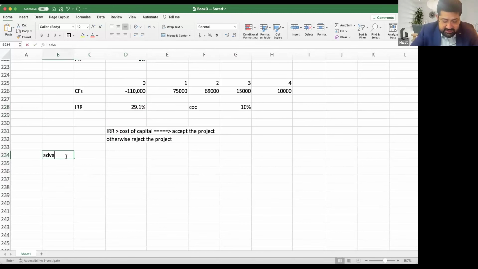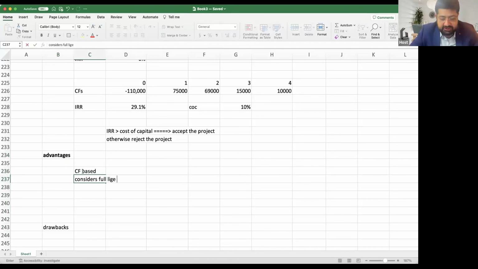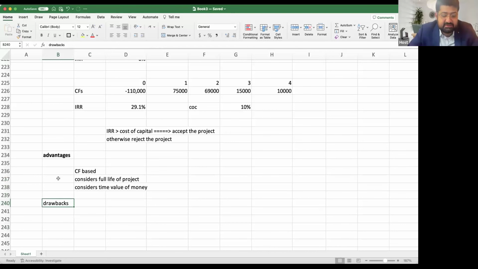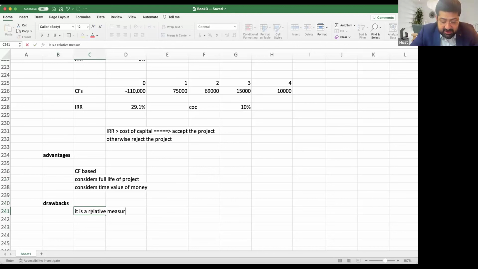Students, advantages and drawbacks. Advantages: cash flow based, considers the full life of the project, considers the time value of money. Yes. But it has some quite tricky drawbacks. First of all, it is a relative measure and does not consider the size of the project, same as ARR.